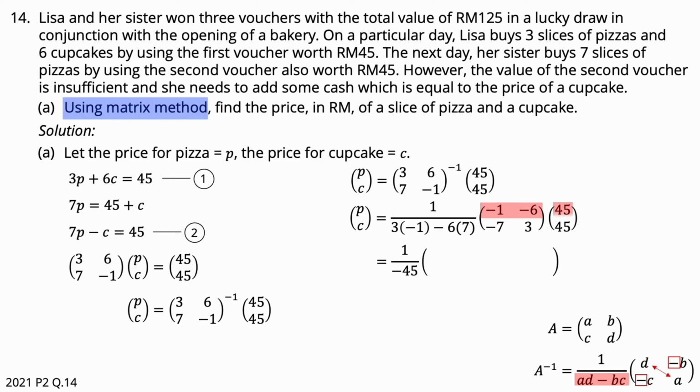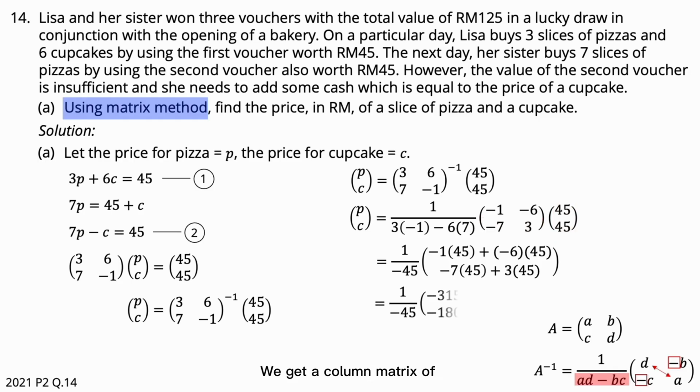The first row, first column: minus 1 times 45 plus minus 6 times 45. The second row, second column: minus 7 times 45 plus 3 times 45. By calculating, we get a column matrix of minus 315 and minus 180, both divided by 45. The solution is p equals 7 and c equals 4. It costs Lisa 7 ringgit Malaysia per pizza and 4 ringgit Malaysia per cupcake.